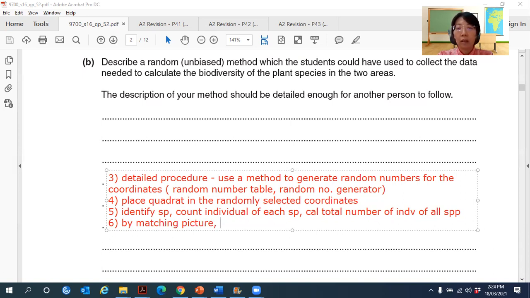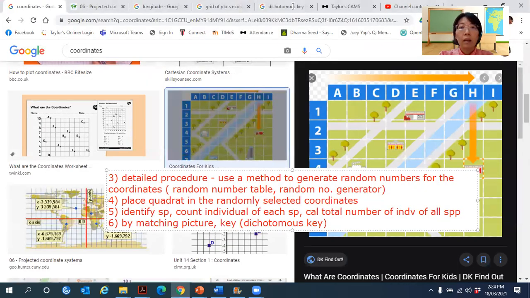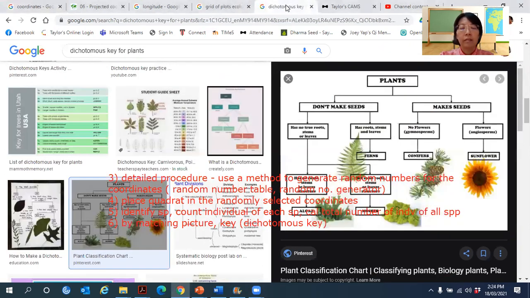Nowadays you can actually take a picture of a person, go to Google and search for a picture that matches this person, and then find out who this person is and what the person does. You can actually do that. So matching pictures, or you can use a key. For example, a dichotomous key. So the dichotomous key is an example here. This is a dichotomous key here.